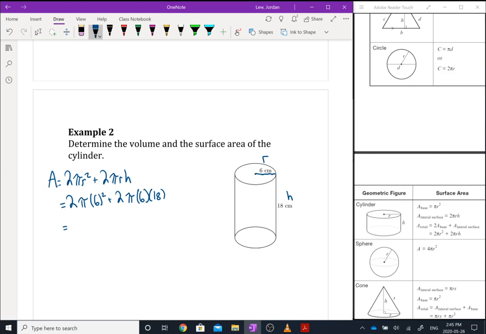That way, if you're following along, you can see what each part is, so you can check your answers. So the first part, we should get 226.2. We'll round it. Again, I'm just using the pi button. I'm not using 3.14, so you might vary by a decimal or two. And then 2 times pi times 6 times 18, we get 678.6, rounding again.